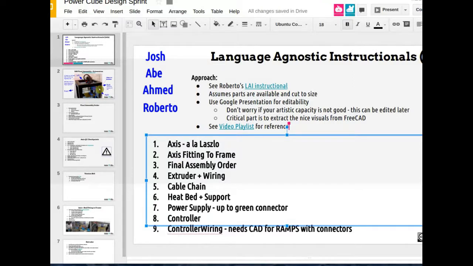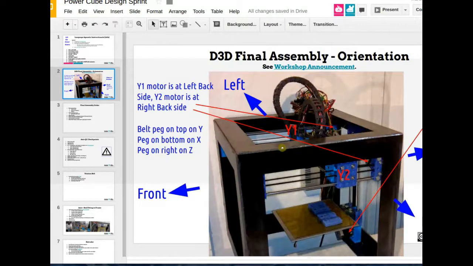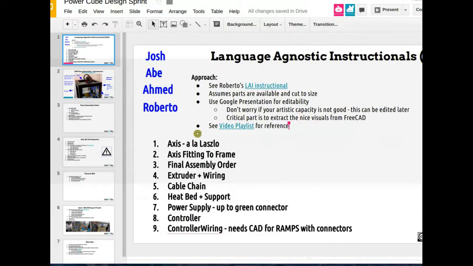If you look at page 2, you can see the actual geometry of the current machine. So left, right, back, forward. These directions are defined by you facing the machine and looking at it. So the front is facing you. You're looking at the machine, looking towards the back of the machine. And then there's left and right, just like in real life. So that's the orientation.